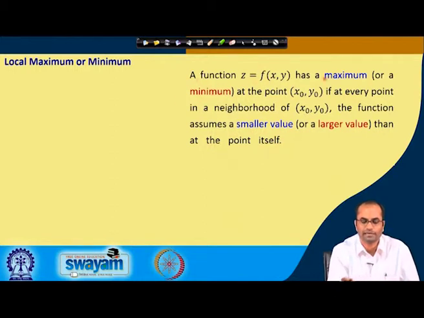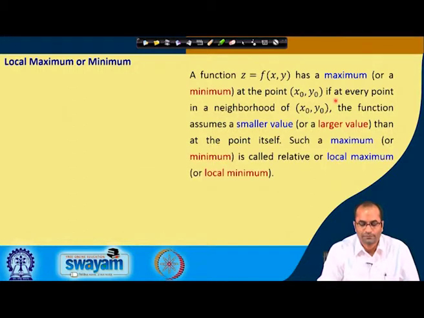So, if a function has a minimum at this point, in that case all the points in the neighborhood, the function will take larger values than the value of the function at that point itself. And such a maximum or minimum is called a relative or local maximum, because we are not searching for the maximum and the minimum of the function in the entire domain, but we are talking about a certain point and checking its behavior locally.